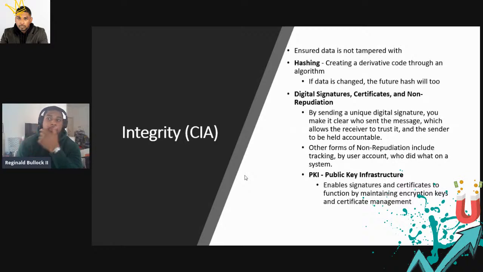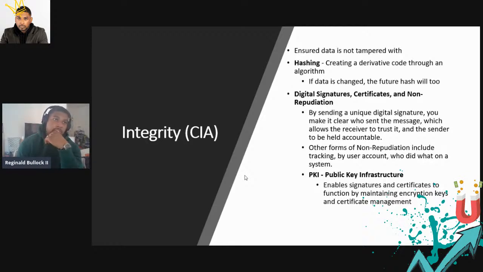Integrity ensures data is not tampered with. When you think of integrity, you think of someone who cannot be compromised. Hashing is creating a derivative of code with an algorithm, and if the data is changed, the hash will change too. For example, if a message was hashed and the code was 123ABC, when the receiver opens the file, they look at the hash. If it is 231ABC, then they'll know that it's not the original file and the integrity has been compromised. On the contrary, if it's 123ABC, then they'll know that's the exact file. We'll get into hashing a little later, but when you see hashing, understand that it touches on the concept of integrity.